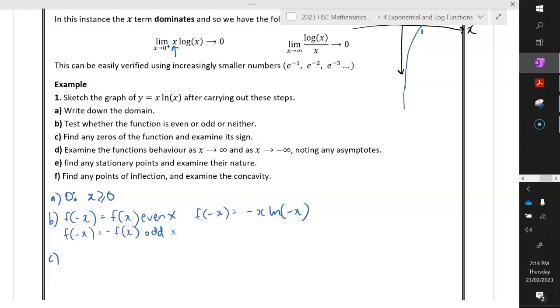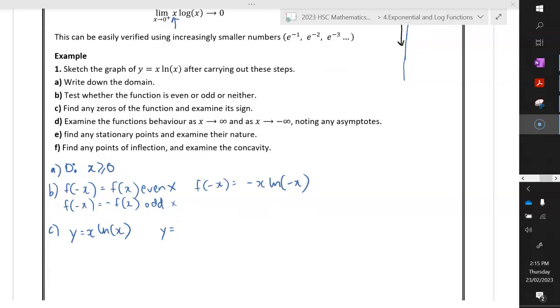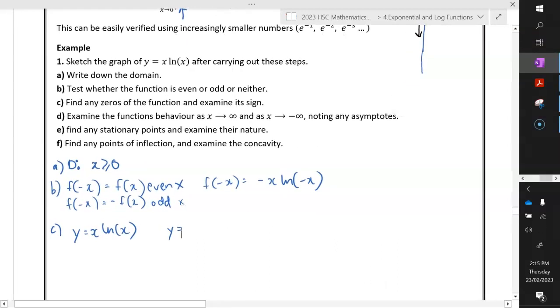Part C. Okay, so part C wants us to find any zeros of the function and examine its sign. Now remembering, zeros are where a function cuts the x-axis, and something cuts the x-axis when y is equal to 0. So let's find when our function x log x is equal to 0.